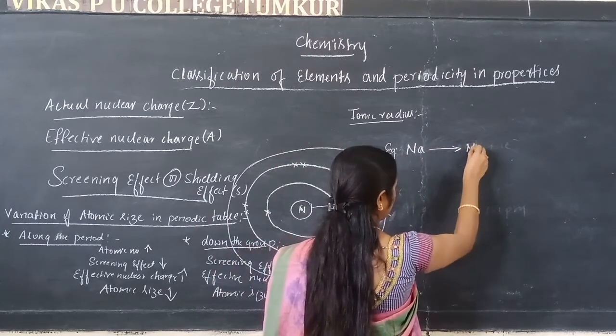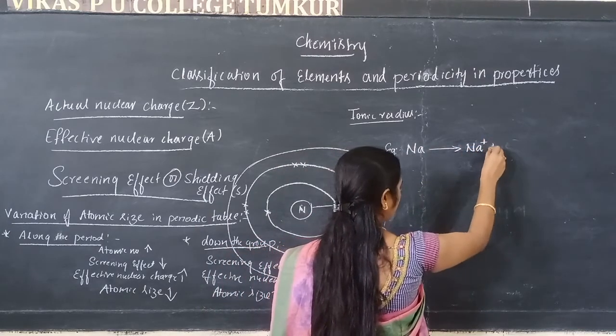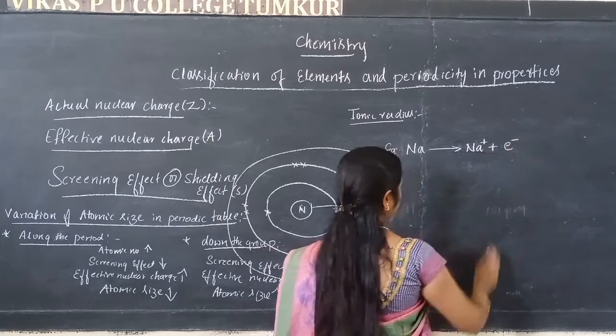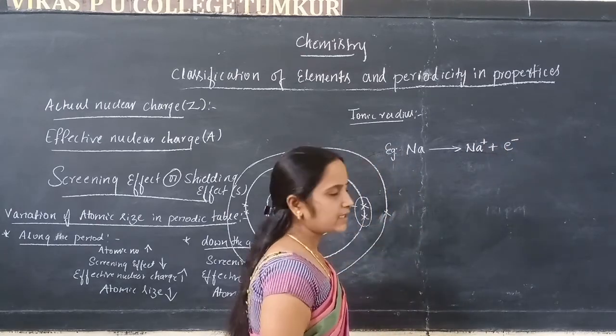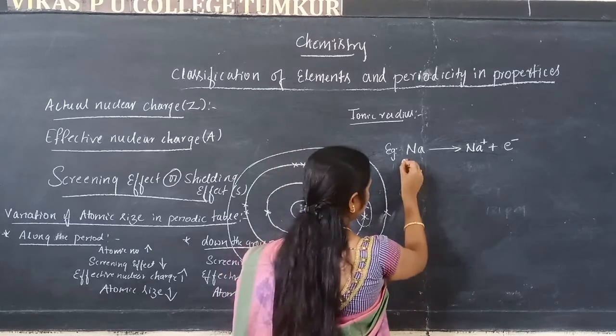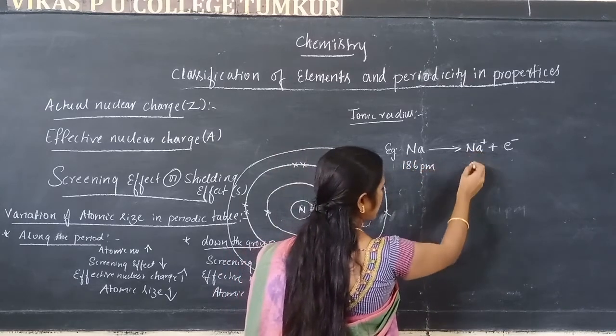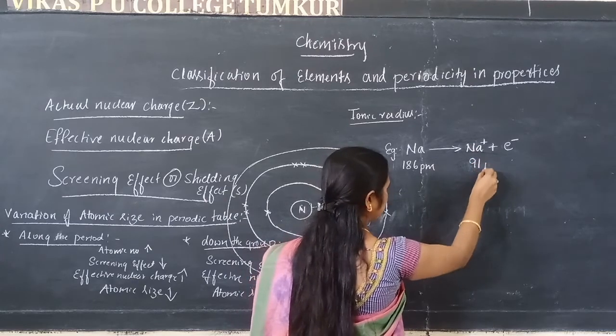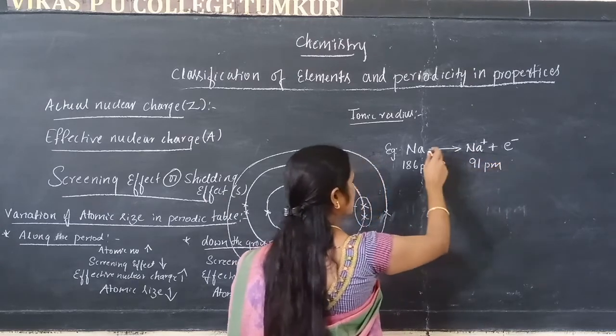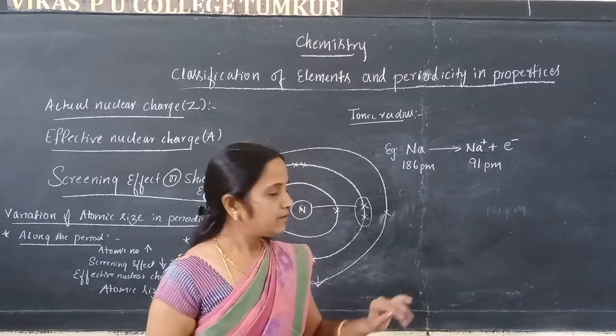Then it's going to be the removal of one electron from the ion, from the cation. Here the sodium atom has 186 picometer, and then the sodium ion has 91 picometer. What happens?